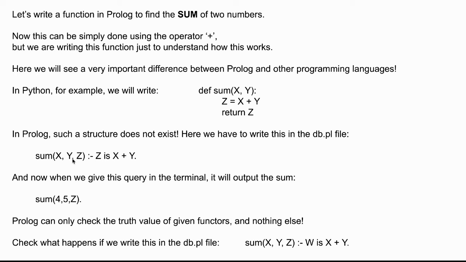So x and y are the input arguments and z is the output argument, and everything is an argument in sum. So the arity of sum is 3. And then you have: this is true if z is x plus y.